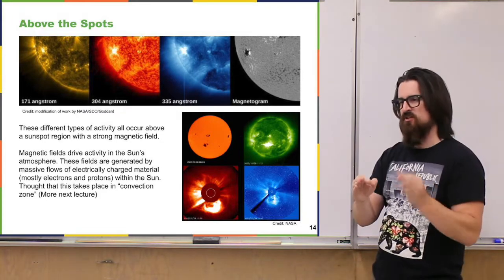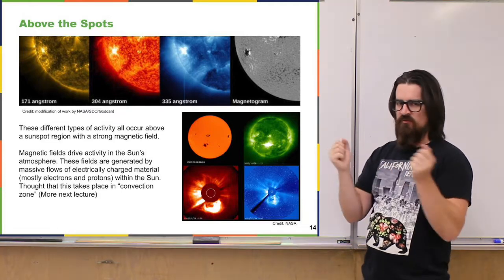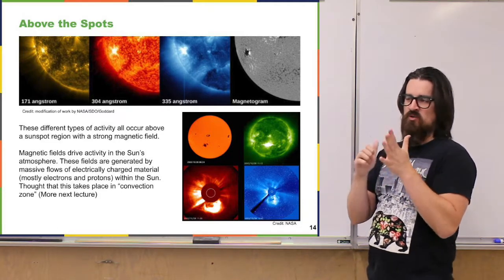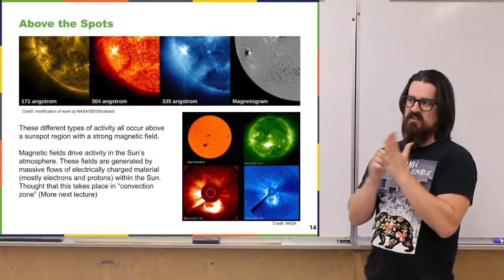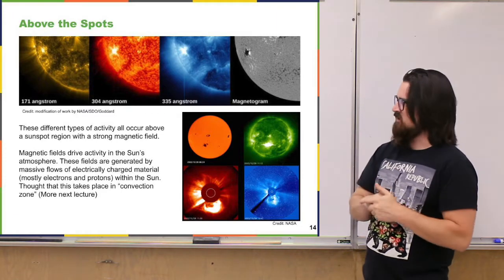Just to emphasize, though, the magnetic fields we're talking about here are incredibly strong. If you ever play with a bar magnet or even a very strong magnet, like a neodymium magnet or something, that is nothing compared to what's going on in the sun.